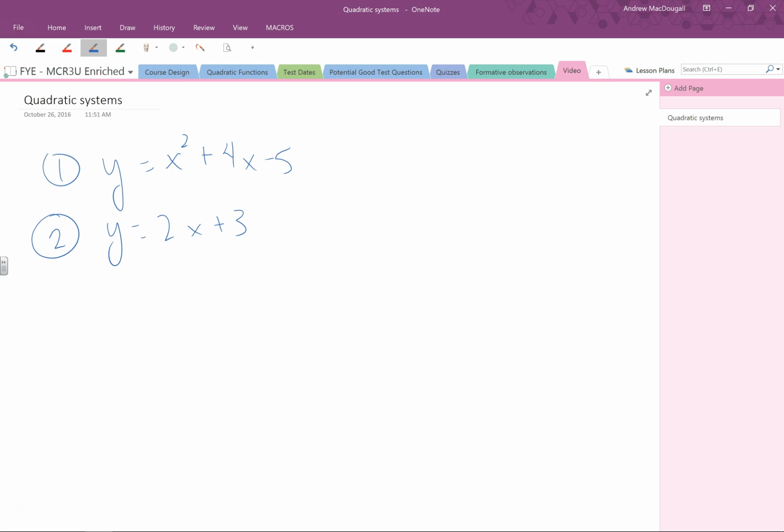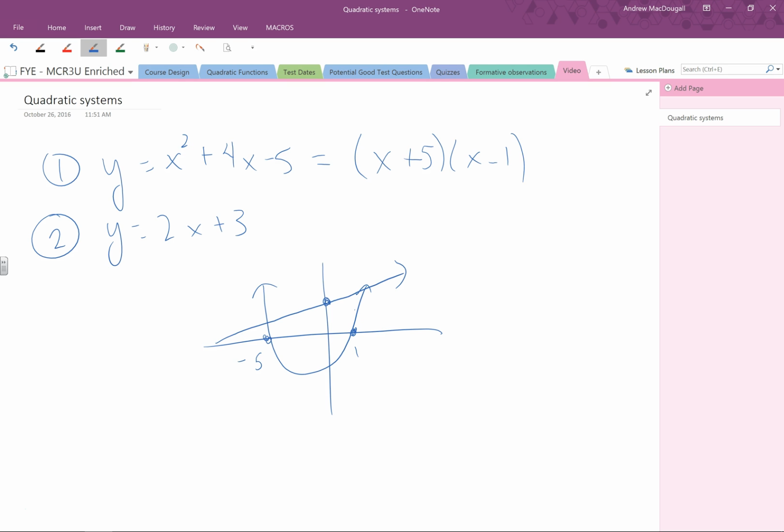Now, you know many ways to do this. One is to graph these two equations. You could do that using your graphing calculator. And let's rewrite this quadratic in intercept form just to make that a little bit easier. And let's add the line we know how to graph. So you need to find the points of intersection of the line and the parabola.